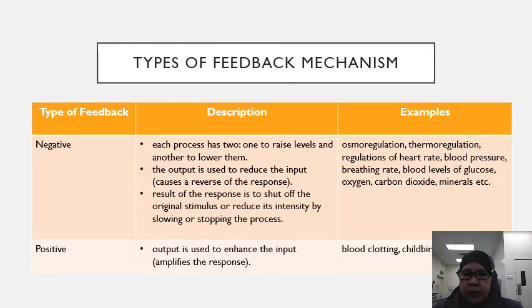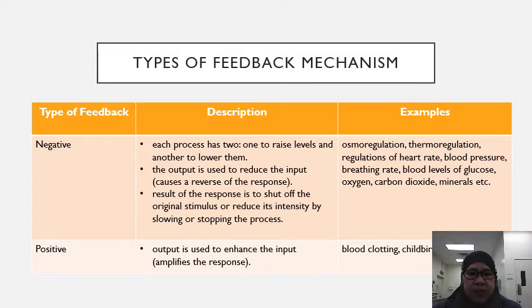If we look at negative feedback, it has two types of processes, one to raise the levels, another one to lower them. The output is used to reduce the input, which means to cause a reversal of the response. The result of this response is to shut off the original stimulus, or to reduce its intensity by slowing or stopping the process. Examples of negative feedback are osmoregulation, thermoregulation, heart rate regulation, blood pressure regulation, even regulation of breathing rate, blood level of glucose, oxygen, carbon dioxide, and others.